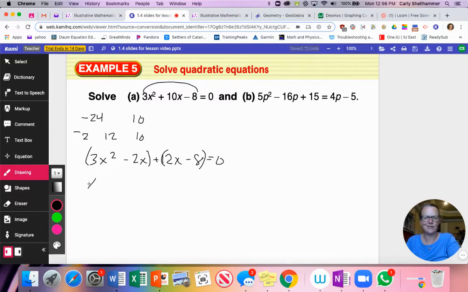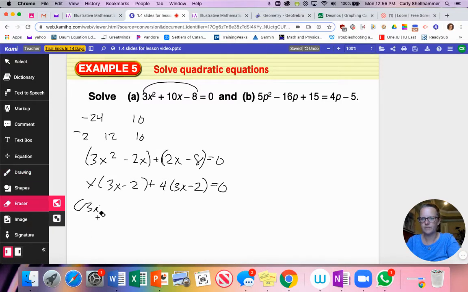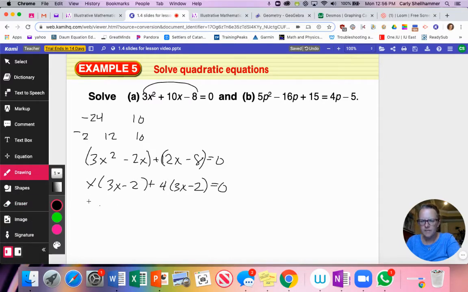I'm going to take out, I think, just an x, 3x minus 2. And then I'm going to take out 4, 3x minus 2. So I have 3x, oh, sorry. I don't know what happened there. 3x minus 2, maybe I was writing too fast. x plus 4 equals 0. Now I have 2 binomials.